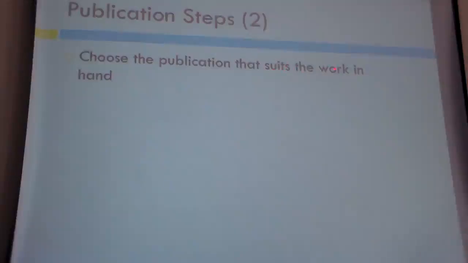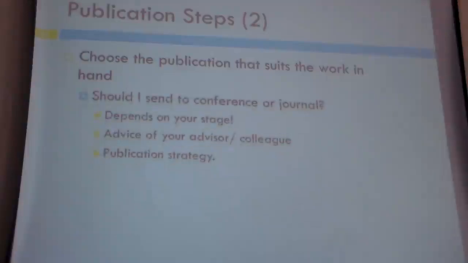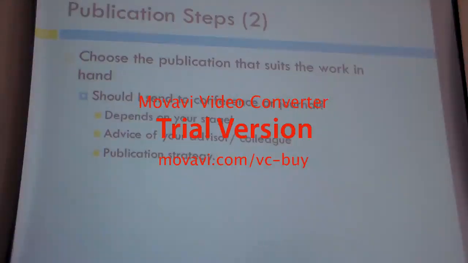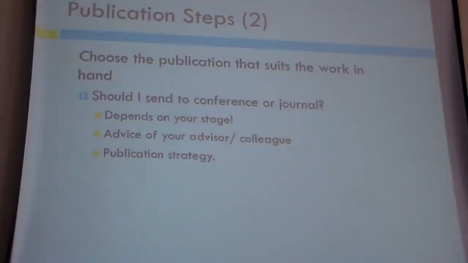Choose the publication that suits the work in hand. So where to publish? Should I send to a conference or a journal? It depends on your stage. If you are just at the beginning of your study, then maybe you can publish in a conference because the idea is still immature. It's not strong enough. It's just a simple idea. So you go for a conference because a conference paper can be extended after that to a journal paper.